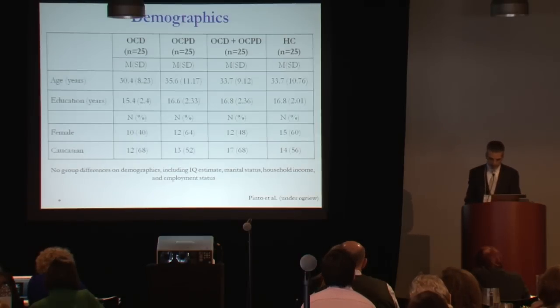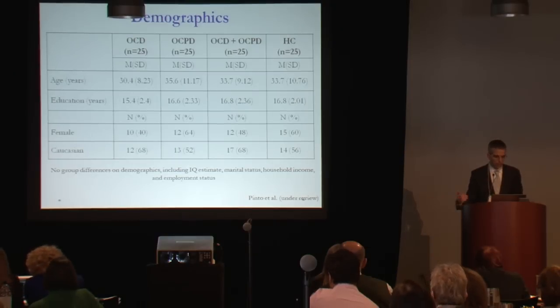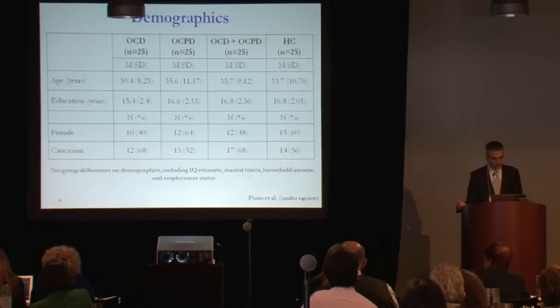All right, so let's look at the data then. We had, again, the four groups of 25 each, and the groups were well matched in terms of age, education, gender, and race. There also were no differences in IQ, marital status, household income, or employment status.